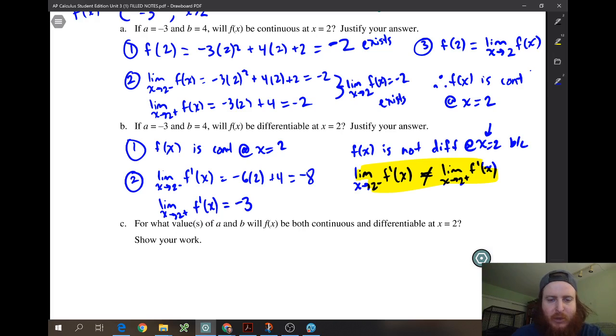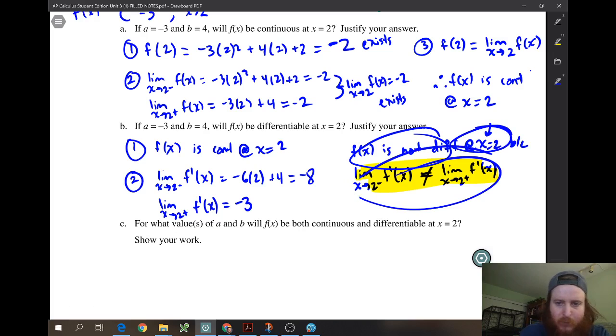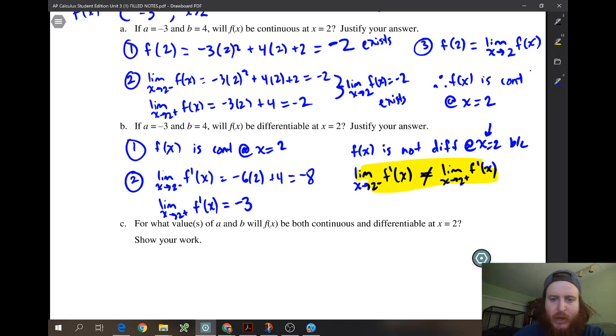So anytime they ask you to justify, just think, do I have my what, do I have my where, do I have my why? My what is it wasn't differentiable. My where is x equals 2, my why is because those were not equal. So that's full points for justification if you have those three.